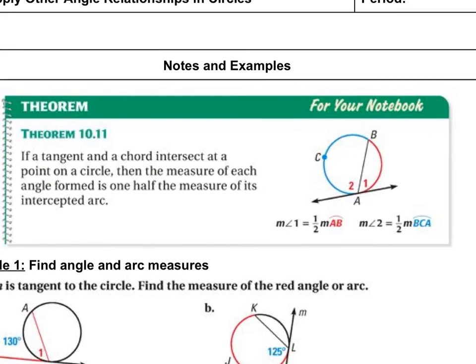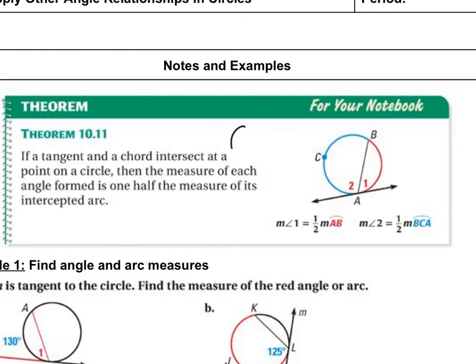So the first theorem we are talking about: if a tangent and a chord intersect, so this is a tangent, this is a chord, then the measure of each angle formed is 1/2 the measure of its intercepted arc. That goes without saying, pretty similar to the last time. For angle 1, this is the intercepted arc, so it's going to be half of that. For angle 2, this is the intercepted arc. It's going to be half of that.